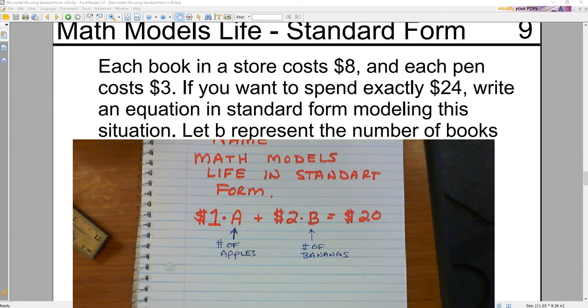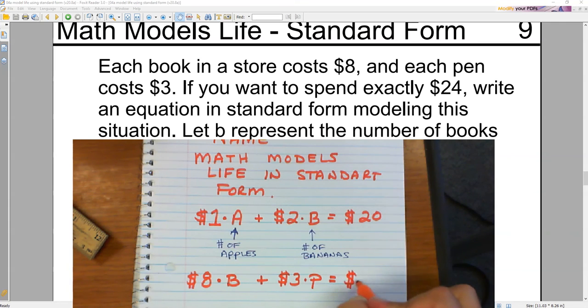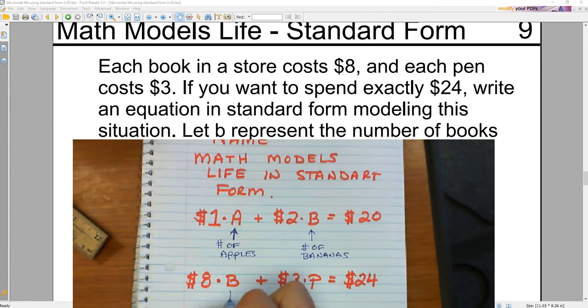All right, so let's model this using a standard equation. So what am I buying? I'm buying books and pens. How much is a book? $8 times books plus $3 times pens equals a total of $24. Let's label that. B is the number of books. P is the number of pens.